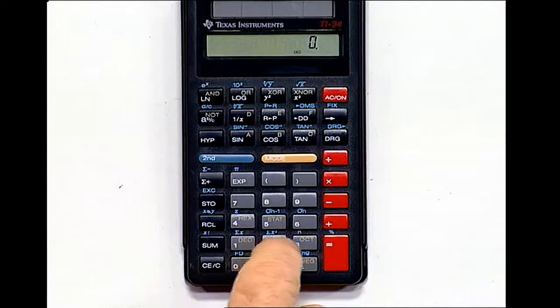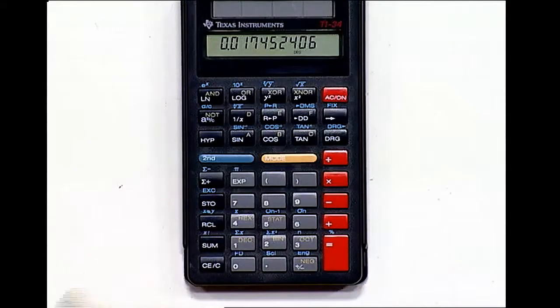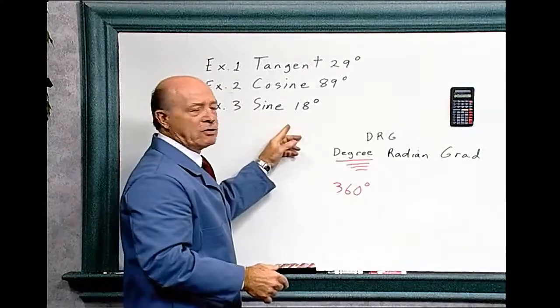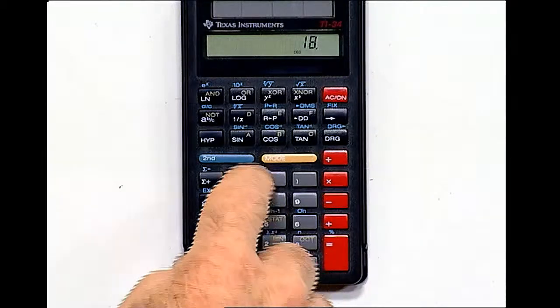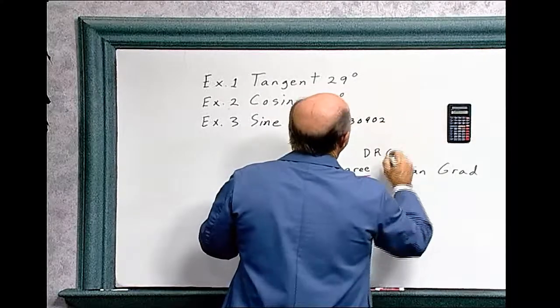It would be 89 and cosine, and that's the number we get for cosine, 0.017452. Let's do example 3 of sine of 18 degrees. Clear the calculator. 18 sine equals 0.30902, because we'll round that up.